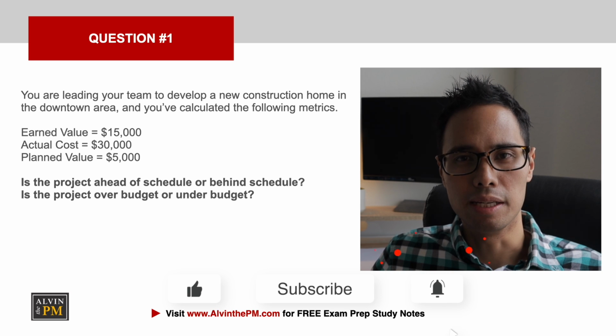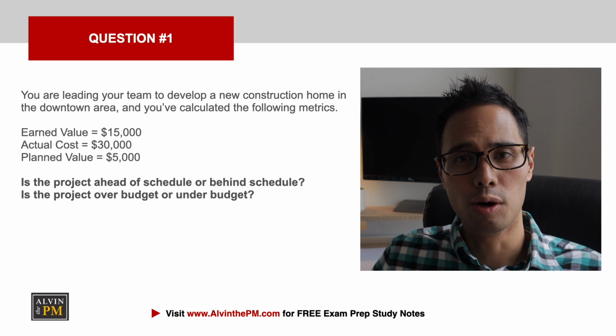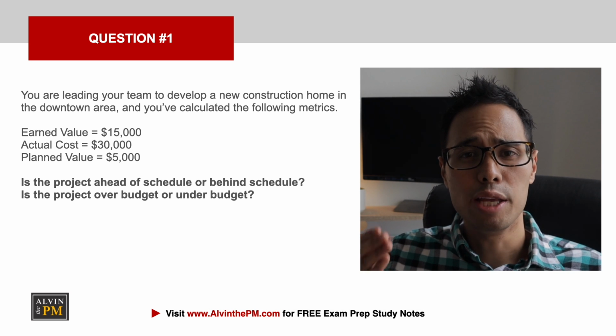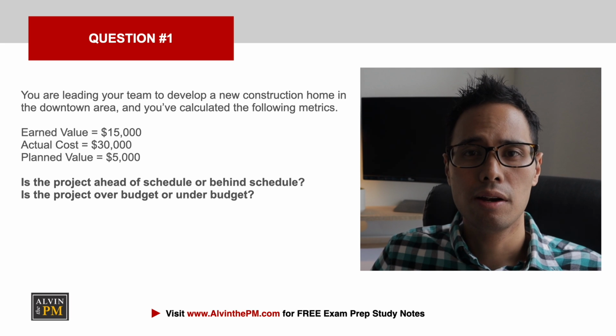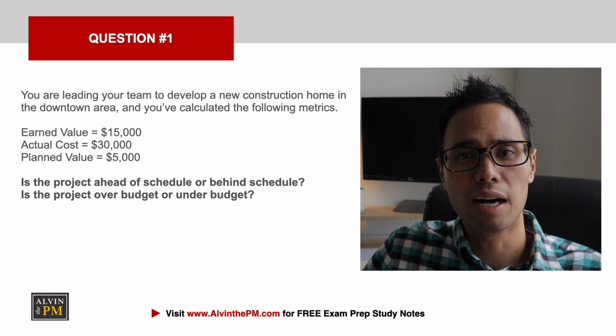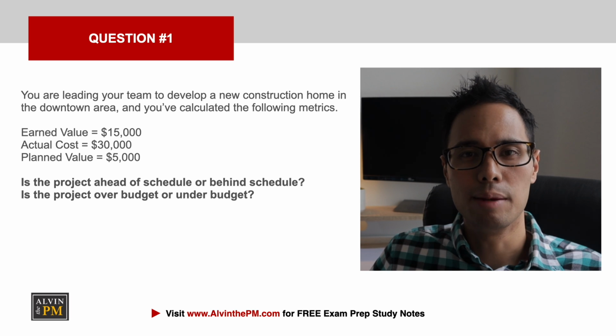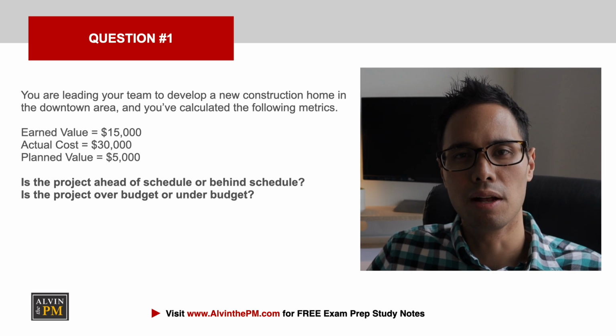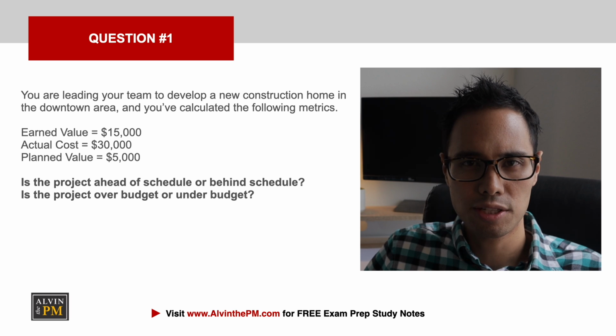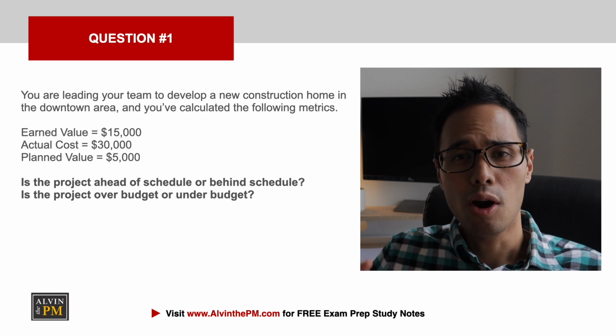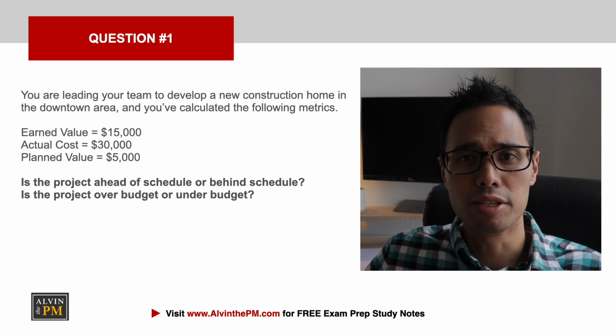You are leading your team to develop a new construction home in the downtown area, and you've calculated the following metrics. Earned value equals $15,000, actual cost equals $30,000, and planned value is $5,000. Is the project ahead of schedule or behind schedule? And are we over budget or under budget? This question is asking you to analyze your schedule and cost performance.